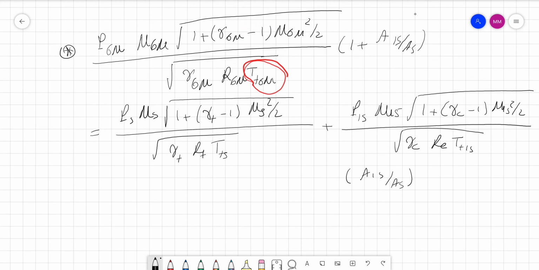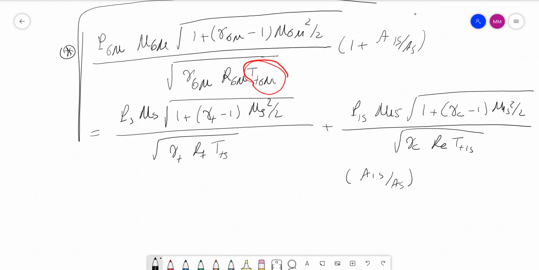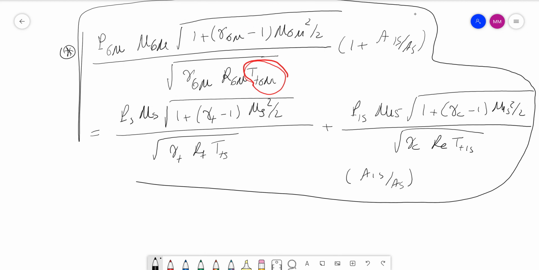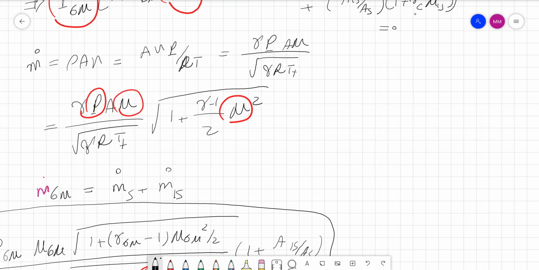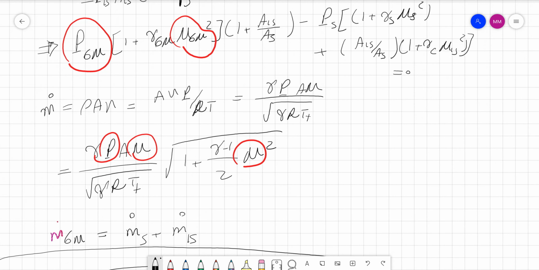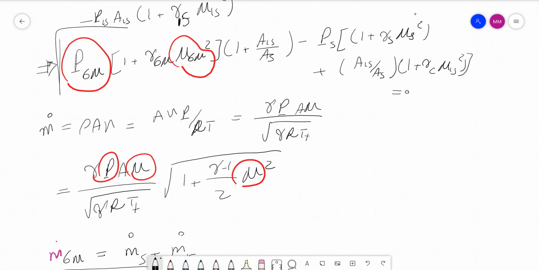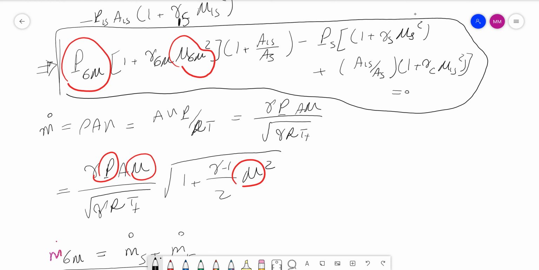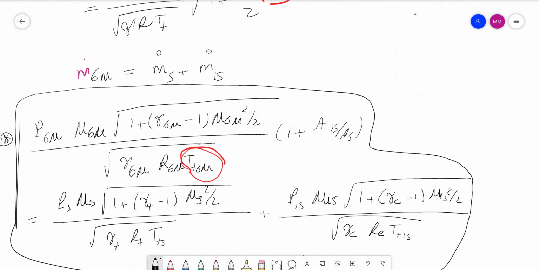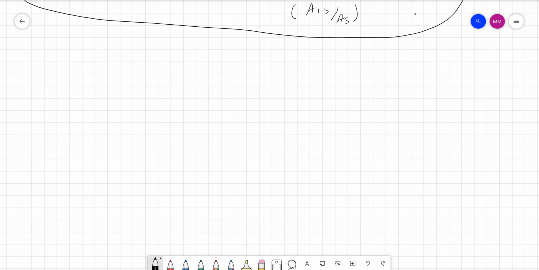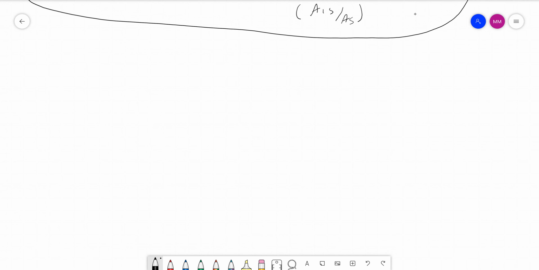Okay, so these two equations, this one as well as this one, are going to be your two main equations that you need to solve to find the P and M5. And we are going to see this final solution for this, so you don't need to solve them yourself.